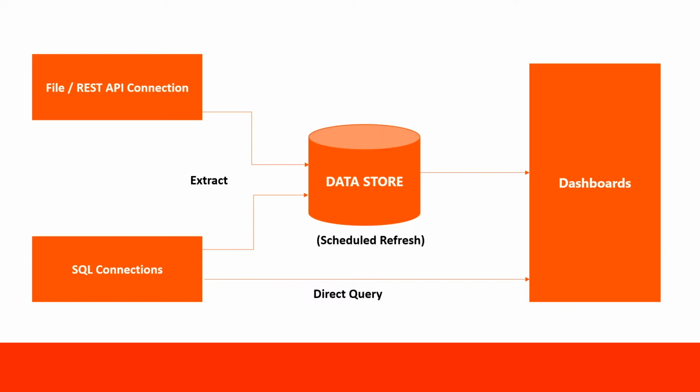In case of file or REST API connections, what we do is we extract all the data from the source and move it into the data store that is available within the application. This is necessary for us to do some complex operations such as sorting, filtering, creating custom expressions, and many more. So we do all these kinds of data processing from the data store. You can create a scheduled refresh for a time interval so that you always have the latest data within the data store, and from there, you always display the latest data in your dashboard.